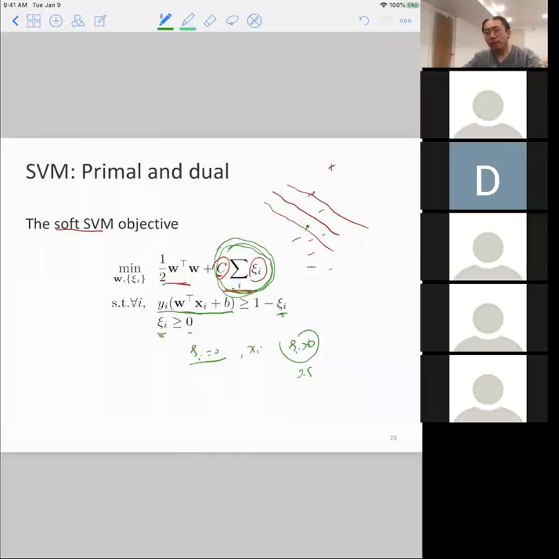So we should be clear. This is very important. We should be clear why this objective function is formulated in that way. What's the meaning for that?